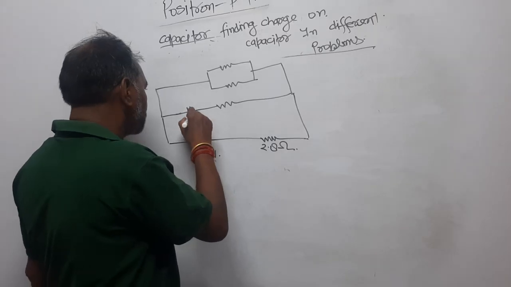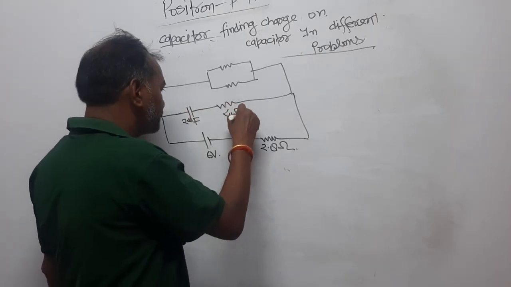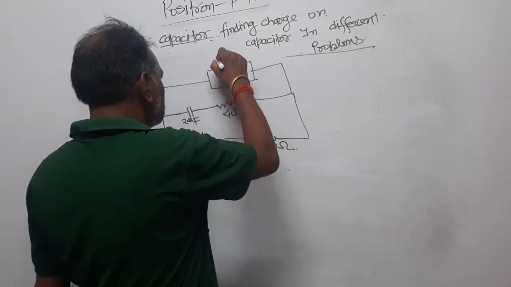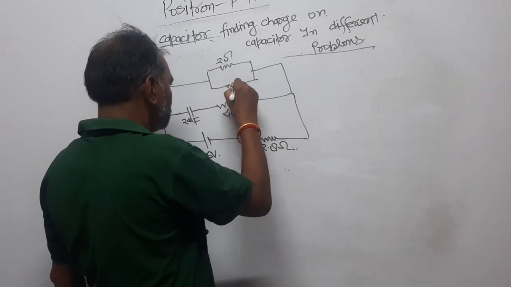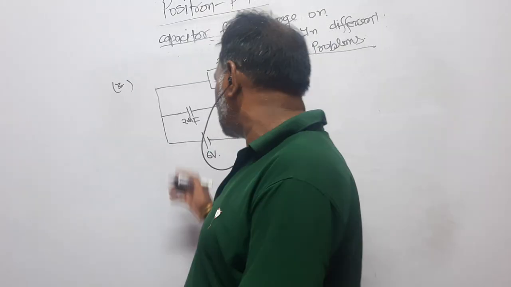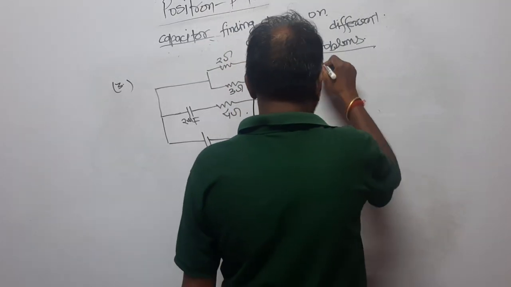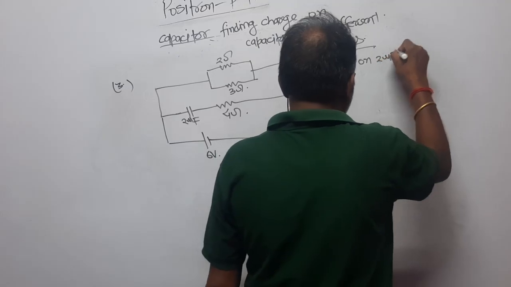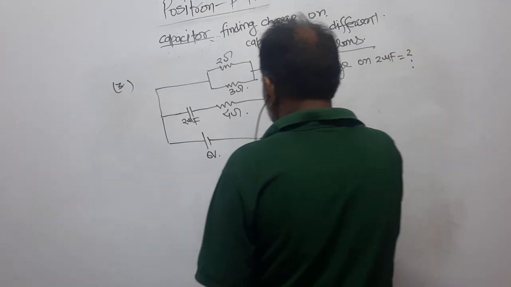This is 2 microfarad. This is 4 ohm. And this is 2 ohm, 3 ohm. What we have to do? We have to find out the charge on 2 microfarad. Right? That we have to find out.